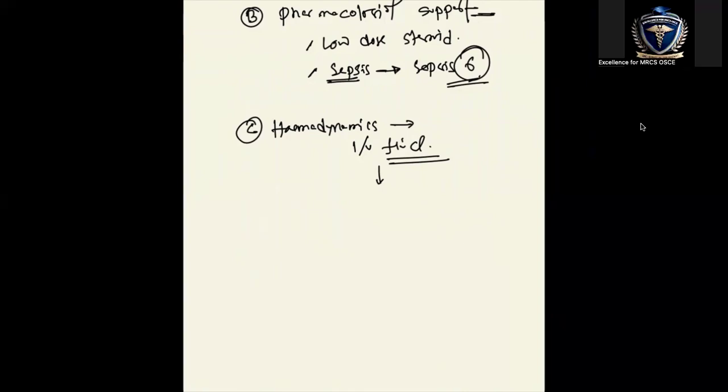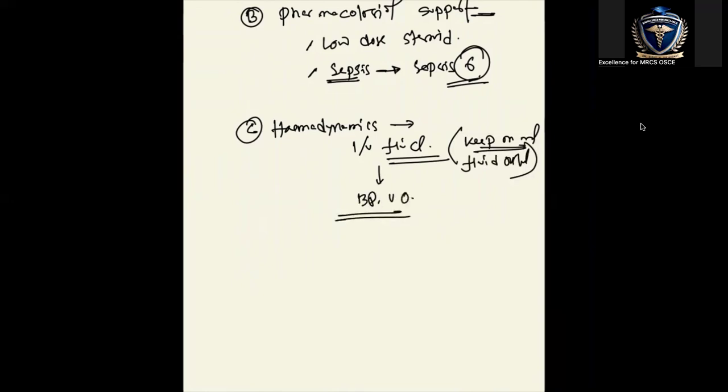So at first I will give IV fluid to the patient, and always keep in mind that the patient should not become fluid overloaded. So we'll give the IV fluid, then we'll assess the patient's vitals, right? What is the cardiac index? The cardiac index will be assessed by blood pressure, pulse, and urine output.